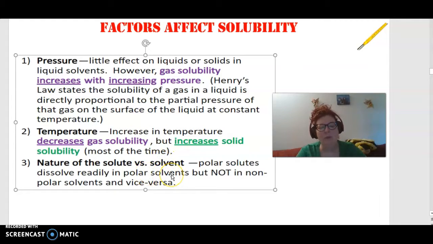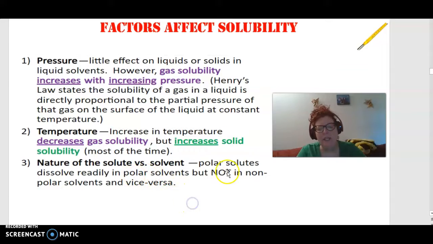And finally, number 3, polar solutes dissolve more readily in polar solvents, but not in nonpolar. So essentially what it means is it's the same kind of scenario. You see what I'm saying? So polar with polar, nonpolar with nonpolar. That's the rule.